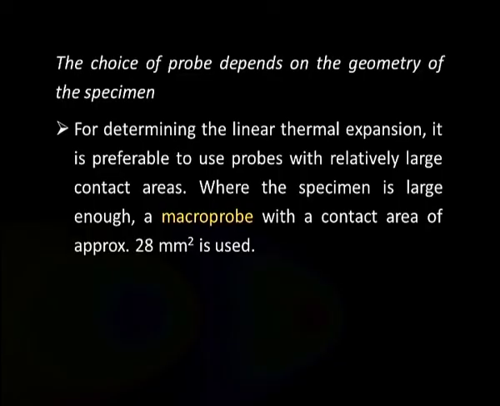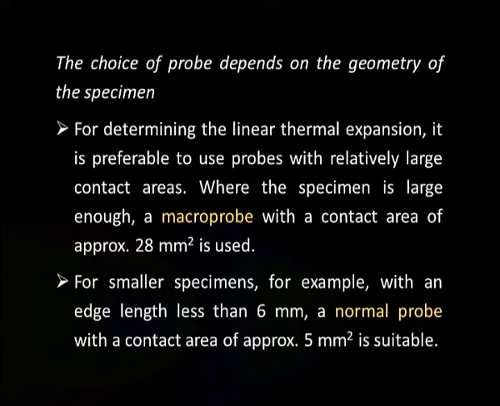The choice of probe depends on the geometry of the specimen. For determining the linear thermal expansion, it is preferable to use probes with relatively large contact areas. Where the specimen is large enough, a macro probe with a contact area of approximately 28 millimeter square is used. For a smaller specimen, for example, with an edge length less than 6 millimeter, a normal probe with a contact area of approximately 5 millimeter square is suitable.